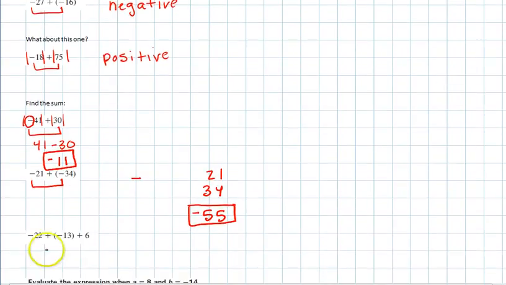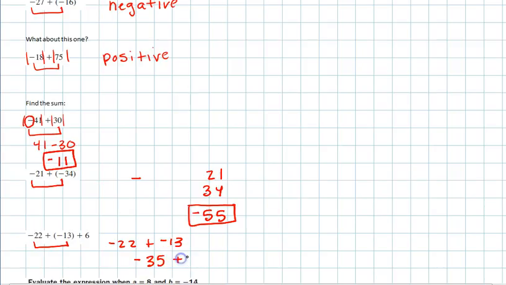Here's an interesting example because it has three numbers. Start by adding the first two. I have negative 22 plus negative 13. They're the same sign, so I'm going to add and then use the common sign. 22 plus 13 gives me 35. They were both negative, so 35 must be negative.